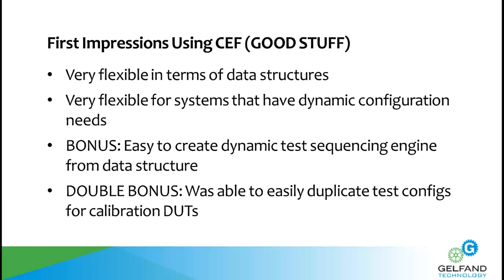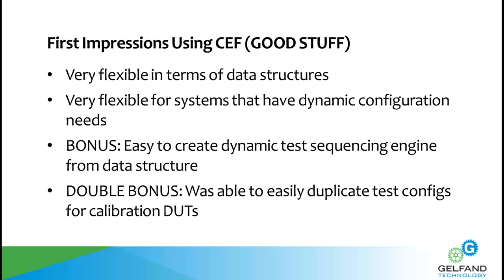One of the bonuses out of this was it was very easy to create a dynamic test sequencing engine out of my data structure. I modified my test class to have a VI that I require the children to override called run test. And hey, I've got all of these individual tests, and by getting my list of tests that are under a particular product, I now have a dynamic test sequencing engine.